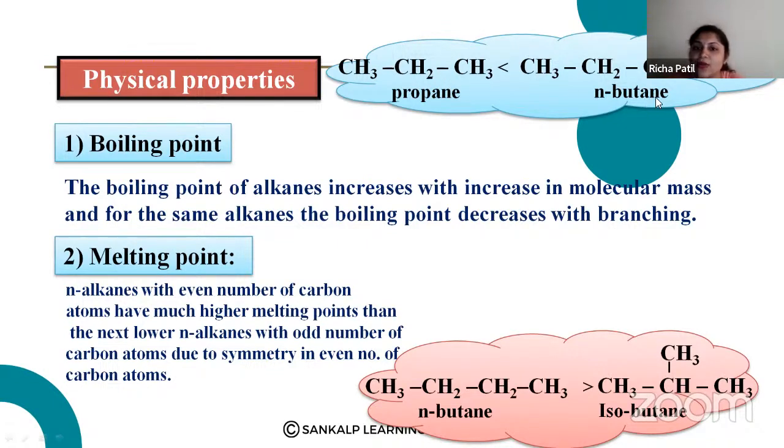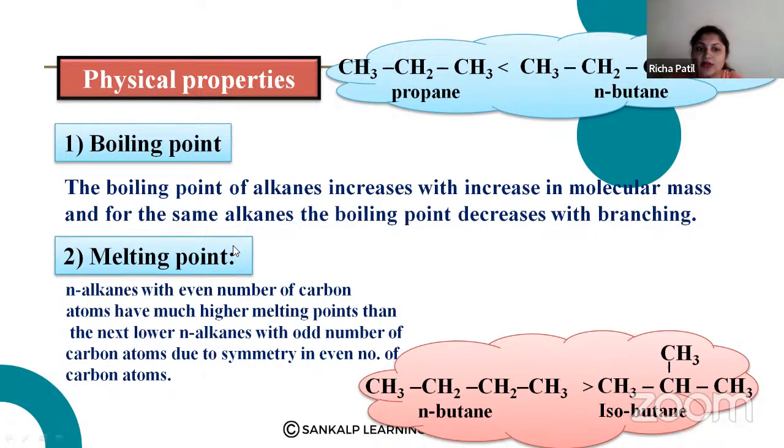If you're considering the boiling point, what will happen? The boiling point of propane is less than that of n-butane, so butane will have a higher boiling point. Then another example: you can see n-butane and isobutane. As the branching increases, what will happen? n-butane will have a higher boiling point as compared to isobutane.